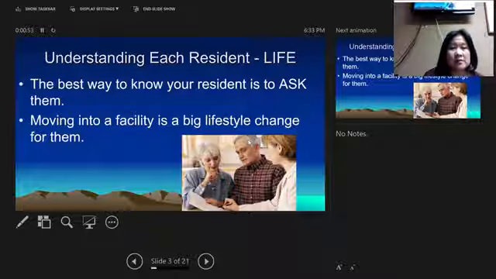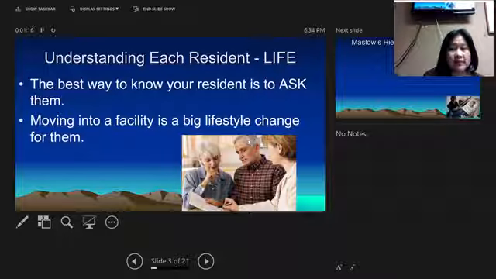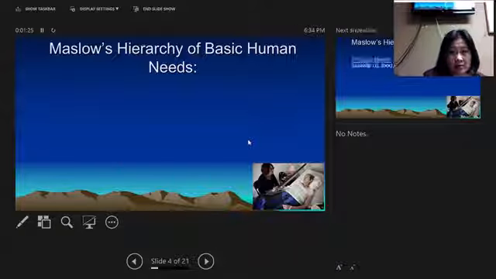But the best way to know your resident is to ask them. When they're moving into a facility, it's a big lifestyle change for them. It's going to take some time to adapt. And then as they're aging, sometimes they feel like they're useless or they have nothing that they can contribute. We need to encourage them that they still can learn new things, they can still do things that they enjoy, and they can still have a good quality of life. So people's basic needs do not change as we age, they just get different priorities.